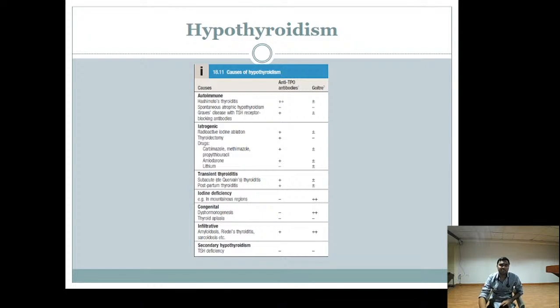Coming to hypothyroidism, we have seen hyperthyroidism or thyrotoxicosis. Now we'll discuss hypothyroidism. What are the causes of hypothyroidism? Autoimmune causes include Hashimoto's thyroiditis or spontaneous atrophic hypothyroidism. Iatrogenic causes include thyroidectomy or radioactive iodine ablation, and transient thyroiditis or iodine deficiency. Congenital causes include dyshormonogenesis or thyroid aplasia. Infiltrative disorders of the thyroid, that is amyloidosis or sarcoidosis. And secondary hypothyroidism due to TSH deficiency or defect in the pituitary.